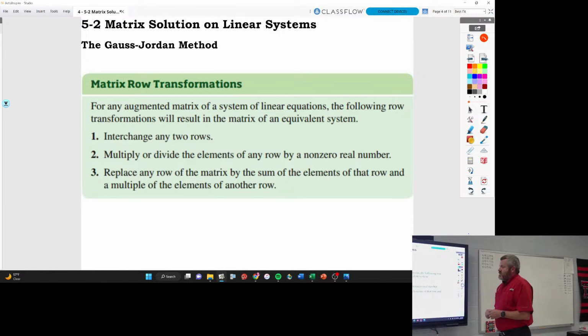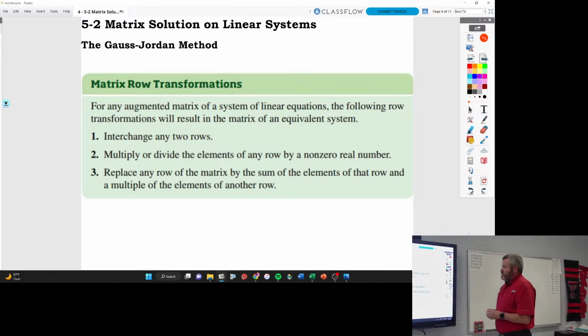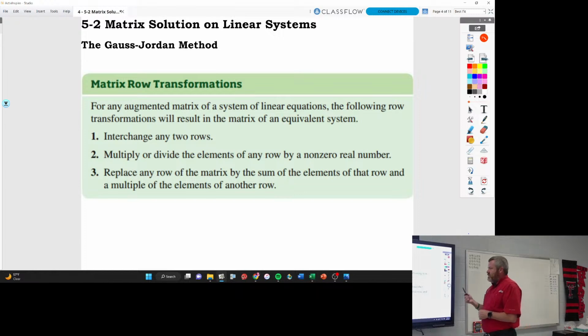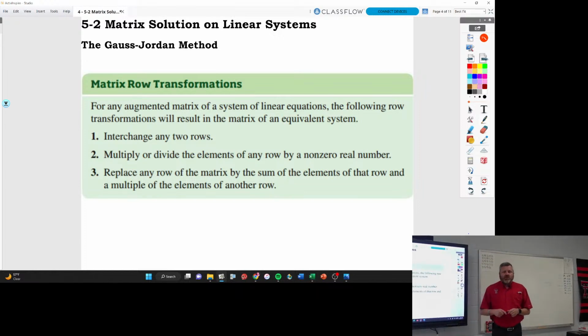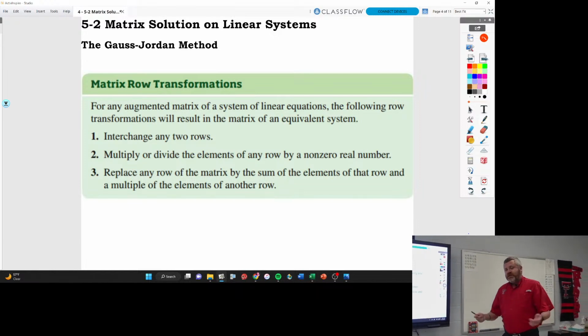And number 3, says replace any row of the matrix by the sum of the elements of that row and a multiple of the elements of another row. So what that is saying is if you take two equations and add them together, or two rows and add them together to replace one, that's acceptable.